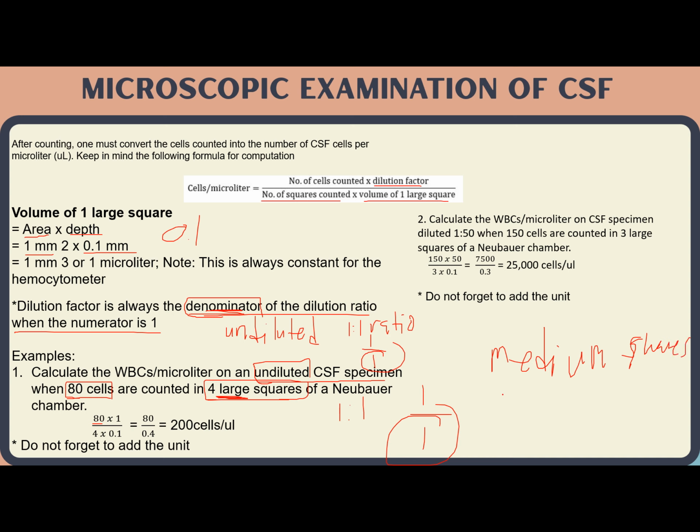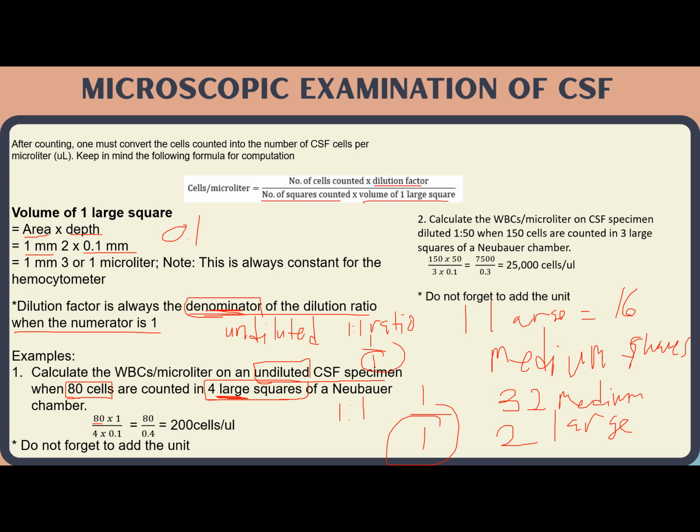Let's say ang given sa problem nyo, 32 medium squares were counted for WBC. Again, ano yung rule natin for WBC count? 1 large square has 16 medium squares. So if it's 32 medium squares, that means 2 large squares were used. Okay, so we have 4.